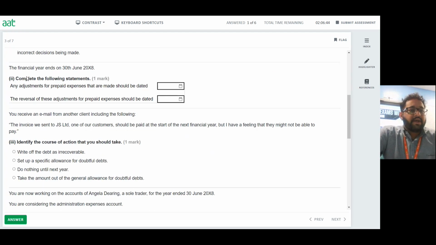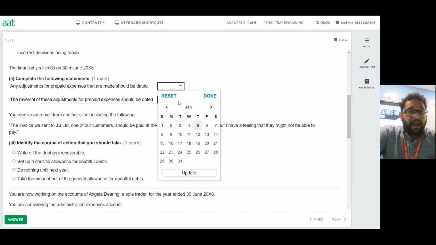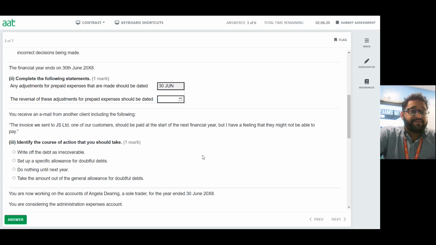Now look at the next one. The financial year ends on 30th of June 2018. Any adjustments for prepaid expenses that are made should be dated when? So if you make any prepaid expenses, what is the adjustment you're going to do? You're going to do the last day of the month. So you're going to click on it here, and then you're going to go to the month. It's going to be stated as June. 30th of June is the day you do the prepaid expenses, any adjustment you do.